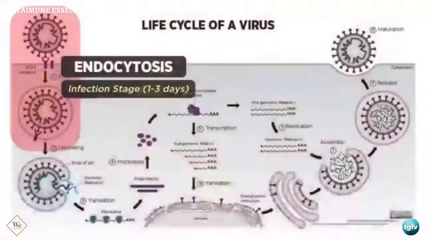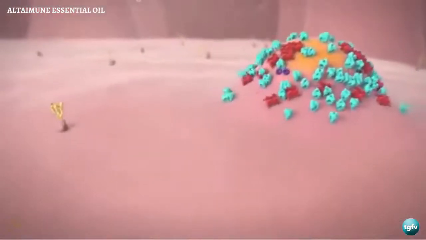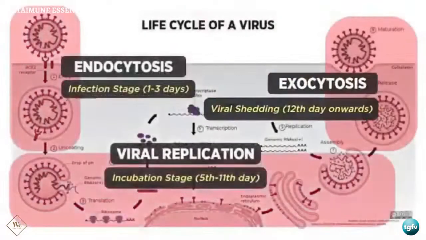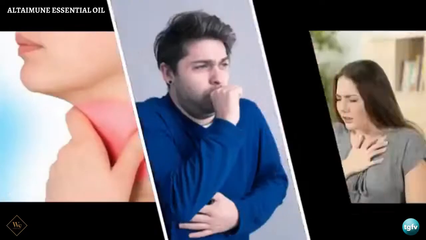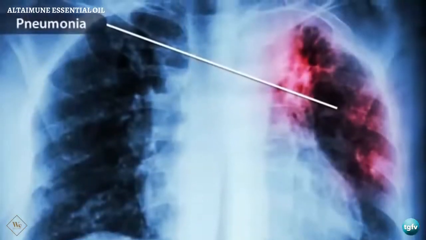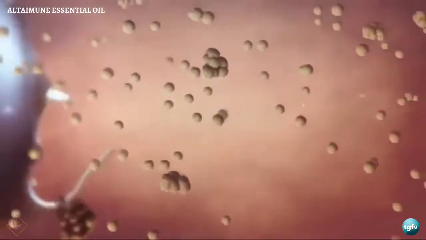And the host now is under the incubation stage, which usually takes place 5 to 11 days after infection. Then, it starts to spread its progeny, via exocytosis, beginning on the 12th day onwards to the nearby cells, which is then called the viral shedding phase of the virus life cycle. People infected with a virus have had a wide range of symptoms, from mild to severe. The virus produces a pneumonia causing damage to the lungs, then usually followed by the body's immune response to the infection.